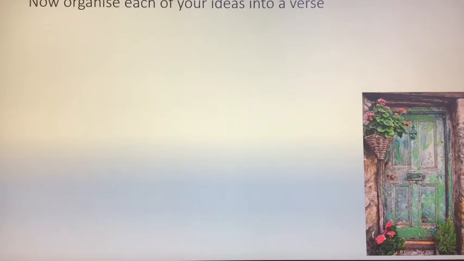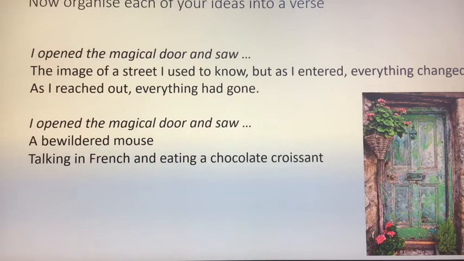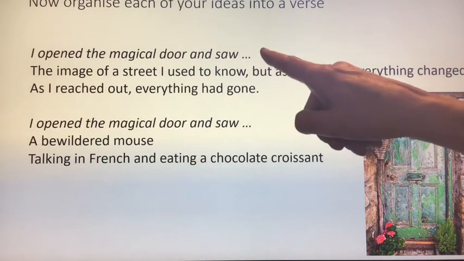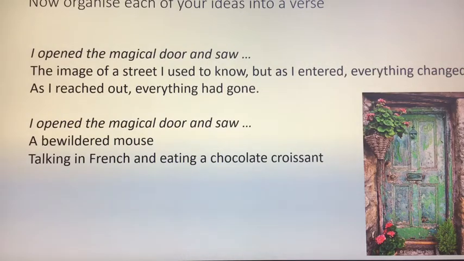Here are 2 more examples, and I'll leave this slide up so that you can see the pattern. And also, whilst you're writing your ideas into verses, have a look where you could add different types of punctuation. Maybe it's ellipsis for a pause, maybe it's a dash for a pause, maybe it's commas, so that it emphasises the different parts of your sentence. Stop the video, organise at least 4 ideas into verses.